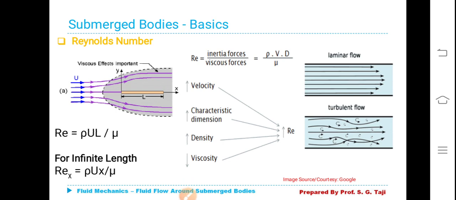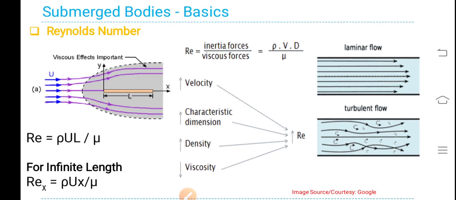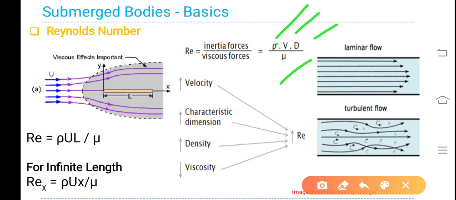Next, basics of submerged bodies. If you see the basic Reynolds number, depending upon the type of fluid, ideal fluid and real fluid. In case of ideal fluid, viscosity is absent. In real fluid, viscosity is present. Because of that, the drag force and drag force component will vary with respect to Reynolds number. It is nothing but inertia force divided by viscous forces, rho v d divided by mu. Rho is mass density of fluid, v is uniform velocity, d is diameter or length, and mu is viscosity.